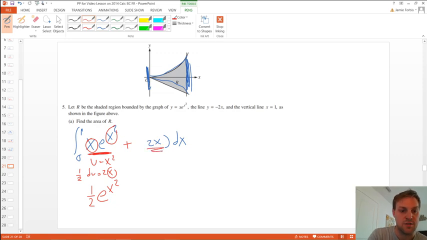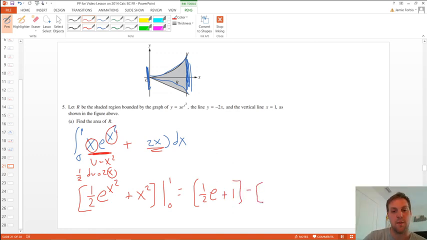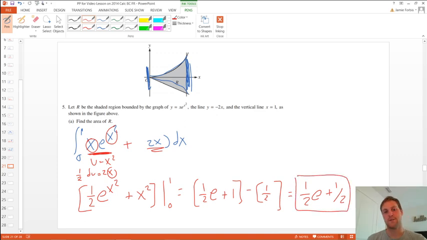Then the integral of 2x is just x squared, and we're evaluating this from 0 to 1. If I plug in 1, I get 1/2 e to the 1 power, which is just e, plus 1 squared, which is 1, and then minus. If I plug 0 into that power, that becomes 1 times 1/2, plus 0 squared, which is 0. So that's what we're left with. I think it's fine if you leave it that way, but it does simplify down to 1/2 e plus 1/2. And that is what I got for my final answer.